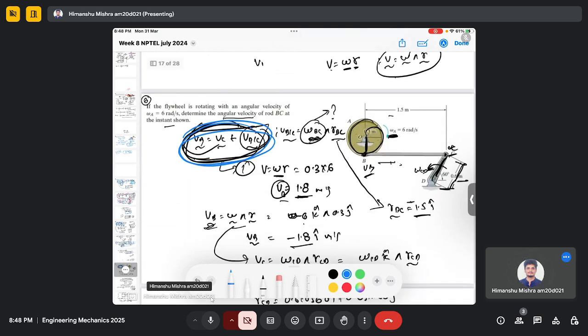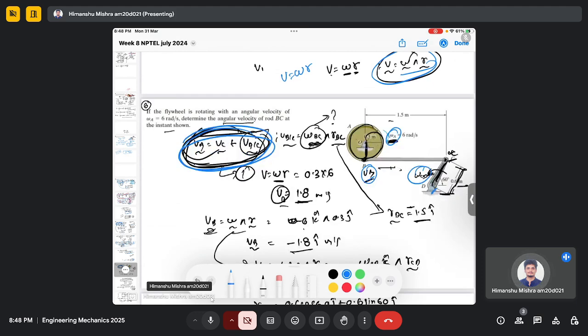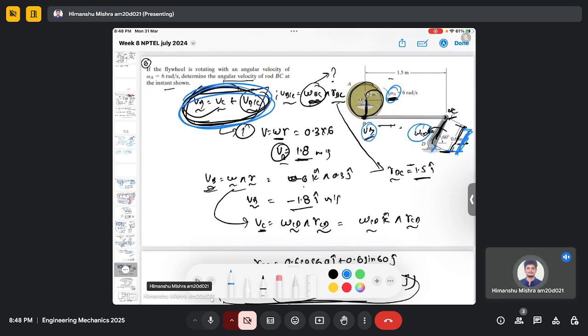But here we have not been given VB, VC directly. So we use the fact that V equals omega R in the scalar form and omega cross R in the vector form. We have already been given omega A, so we can easily form VB. Here VC can be written as omega CD cross product with this displacement vector. Then the relative velocity can be given as omega BC cross R BC, because this is the relative velocity of B with respect to C, and it is also moving with some angular velocity.